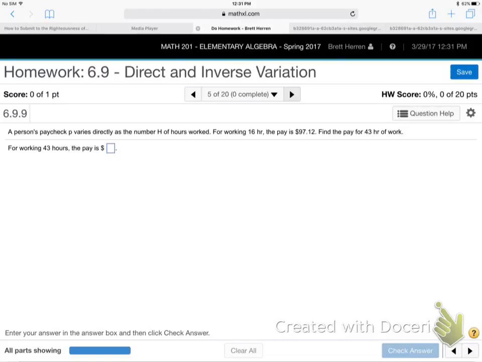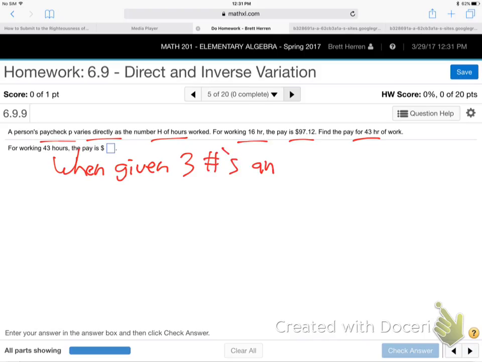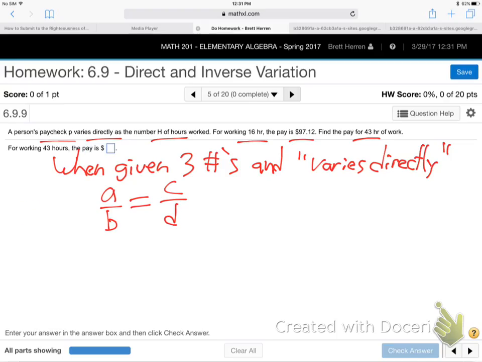All right, now I want to give you a shortcut way to do this. Paycheck varies directly as hours. When they say that, and they give you 3 numbers, let me just write this out. When given 3 numbers and the words varies directly, do the A over B equals C over D ratio.